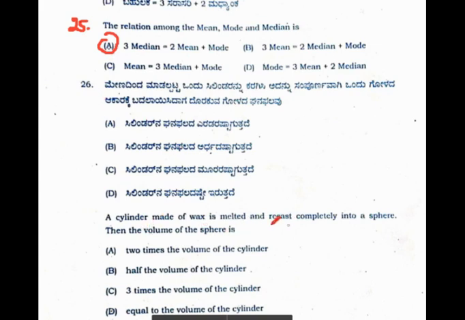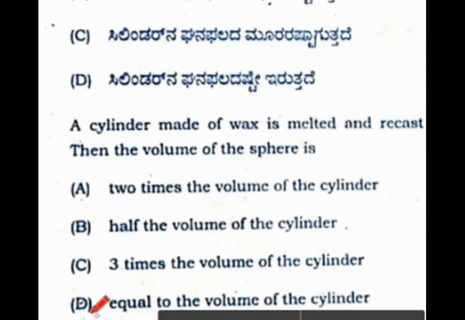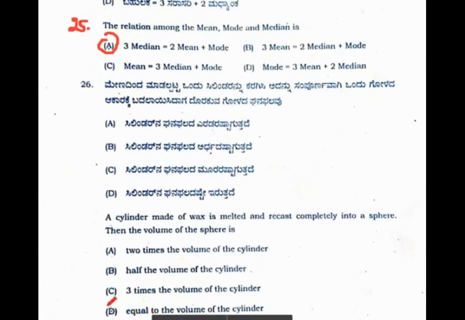The cylinder made of wax is melted and recast completely into a sphere. Then the volume of the sphere is. Actually, volume will not be changed. Correct option for this question is D.